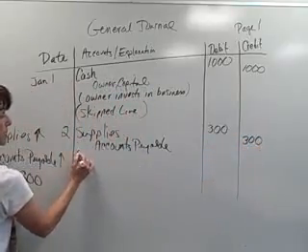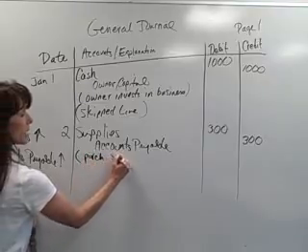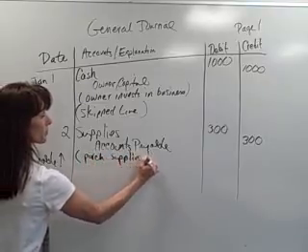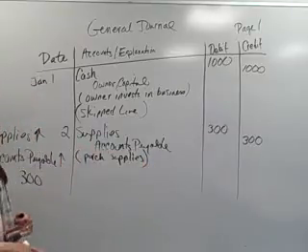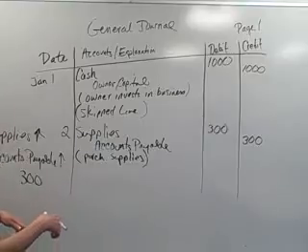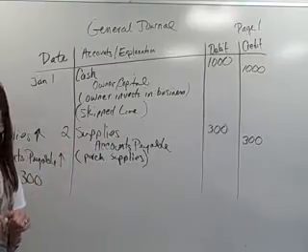I'm going to go ahead and put a little explanation, purchase supplies. And I'm going to abbreviate in my explanation. And I can put down who I bought it from. Maybe I bought it at Walmart or whatever. So this is how you journalize, and I hope that was explained pretty well.